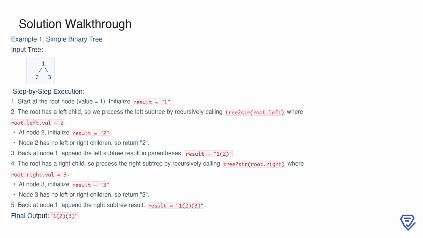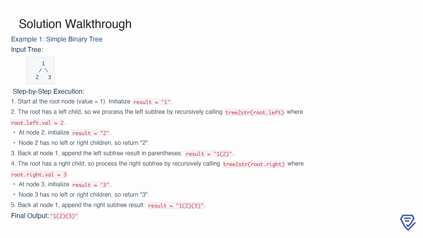Here, we are working with a simple binary tree where the root node has the value 1, and it has two children, 2 on the left and 3 on the right. We start at the root node, initializing our result string as 1. Since the root has a left child, we process the left subtree by recursively calling the function on the node with value 2. At node 2, we initialize the result as 2. Since it has no children, we simply return 2. Back at the root, we append the left subtree result inside parentheses, making the result 1(2).